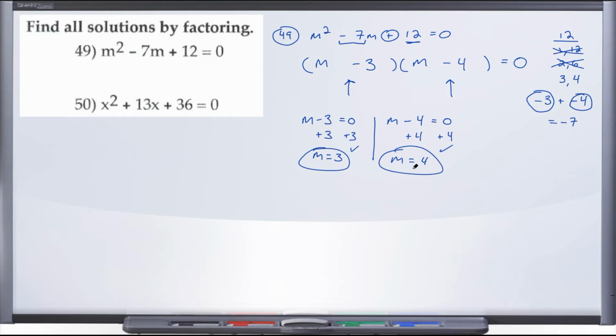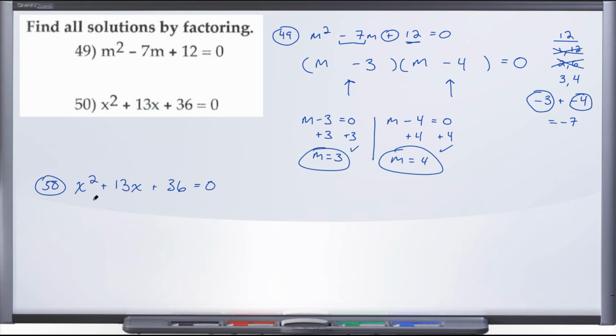All right, so there we have it, number 49. Let's take a look at 50. So they gave us x squared plus 13x plus 36 equals 0. All right, all of our terms are on the left-hand side, good to go. We're set equal to 0, good to go.